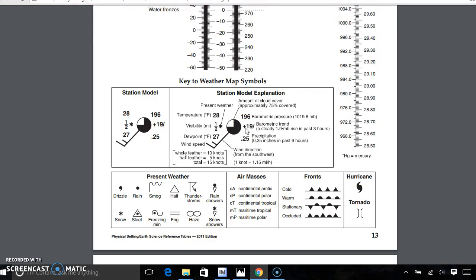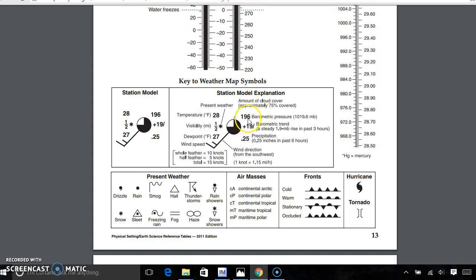And so if we go back to the reference table, here's our station model, and the station model actually contains a tremendous amount of information, even though it looks relatively simple. It's a circle with a few numbers. What's nice for you is that on your reference table, everything is explained. There's a legend here that tells you what all of the different numbers mean.